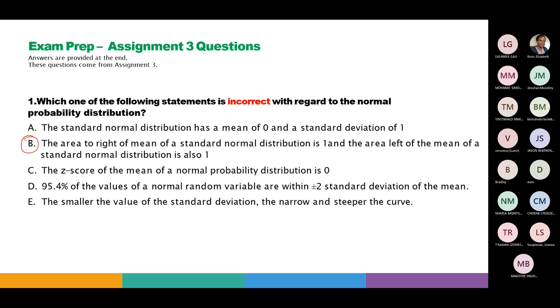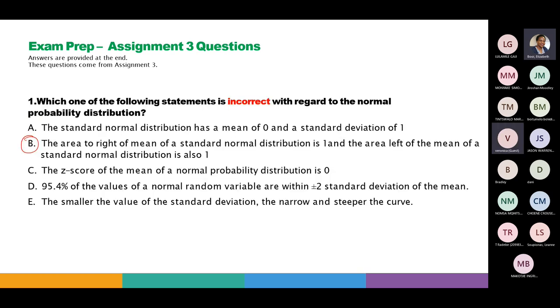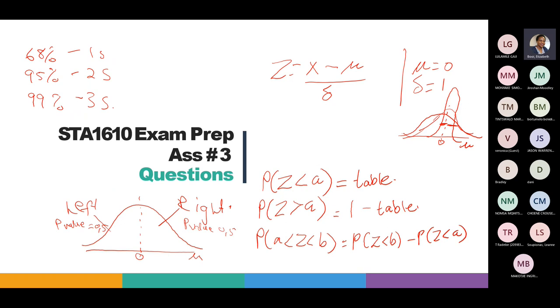Okay, so consider the standard normal distribution Z. Which of the following probabilities is incorrect? We are looking for the incorrect option here. A tells you that Z lies between two values. And remember, these are already standardized distributions, so you don't have to calculate the Z value because they have calculated them. We just apply the rules that we have learned to answer these questions.